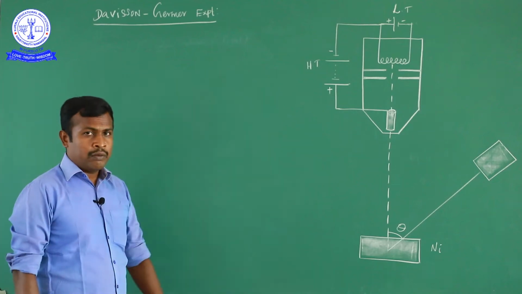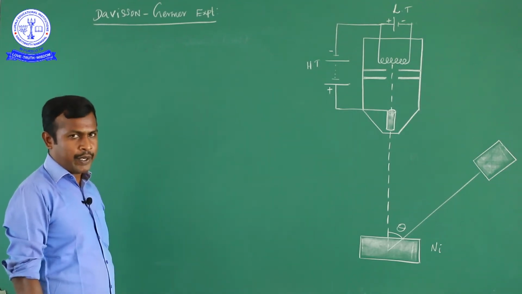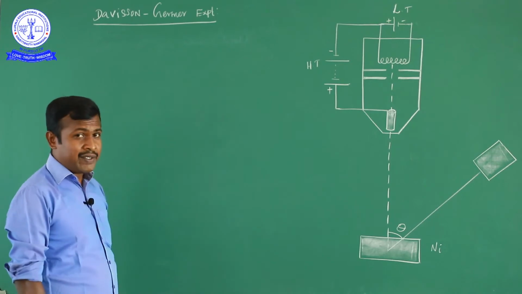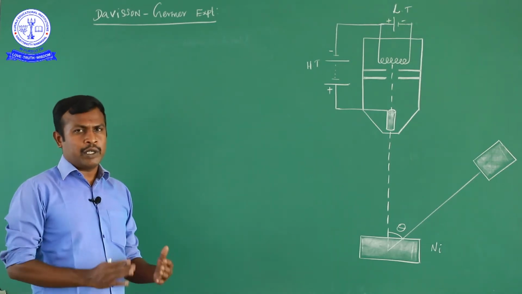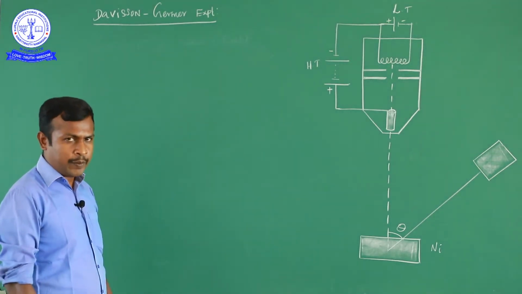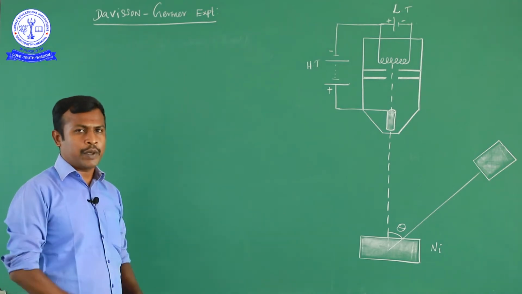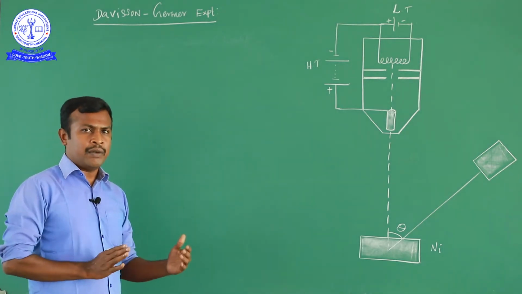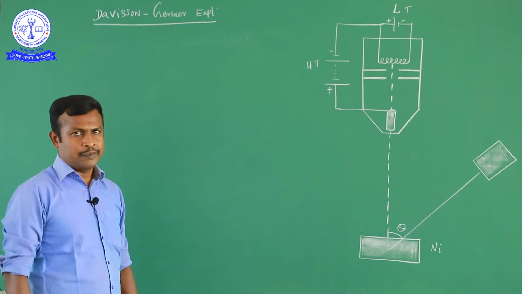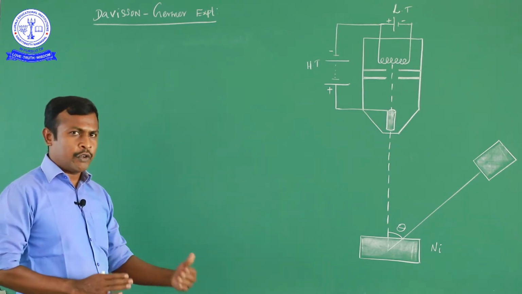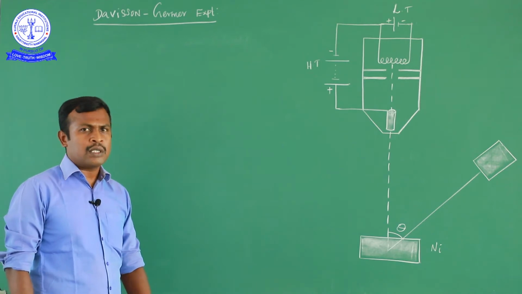Now we are going to see about the Davison-Germer experiment. Before we go to the Davison-Germer experiment, we should know about the de Broglie concept. As per the de Broglie concept, if you take any particle, it will act as a wave under such conditions. Those particles that act as a wave include electrons, neutrons or alpha particles.